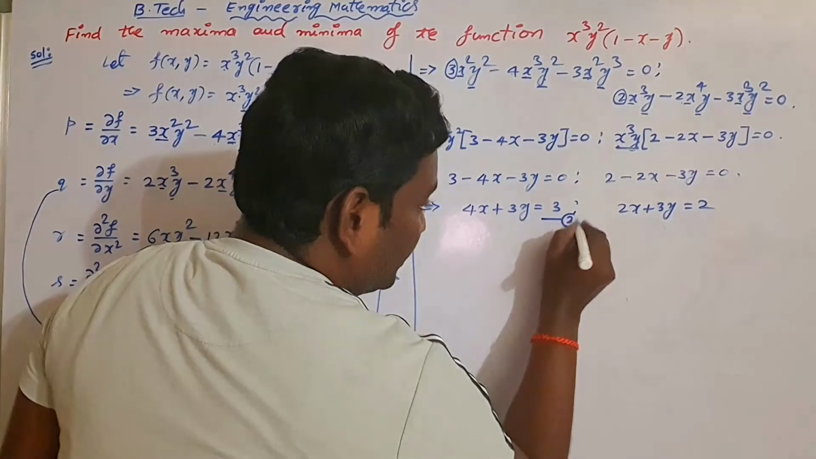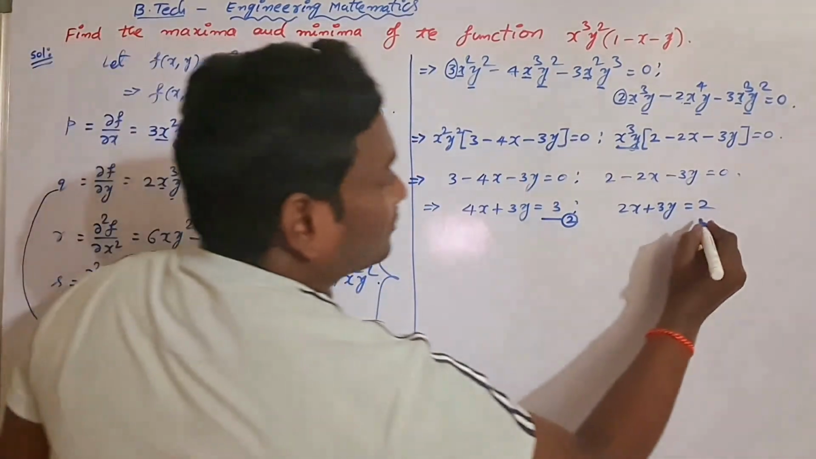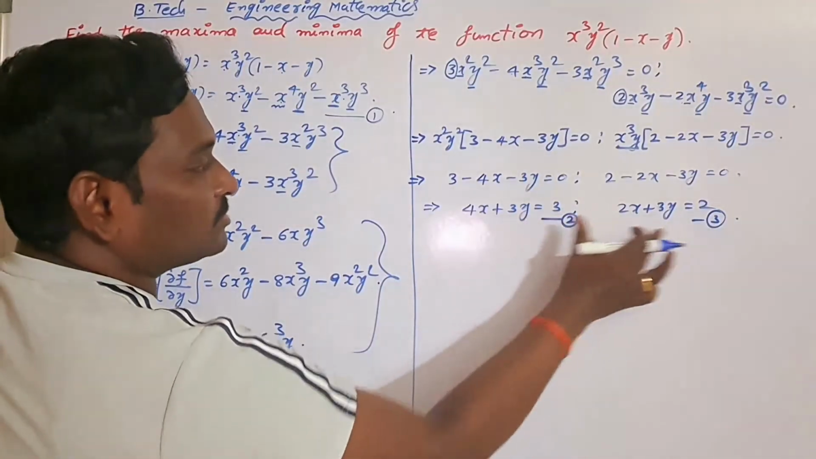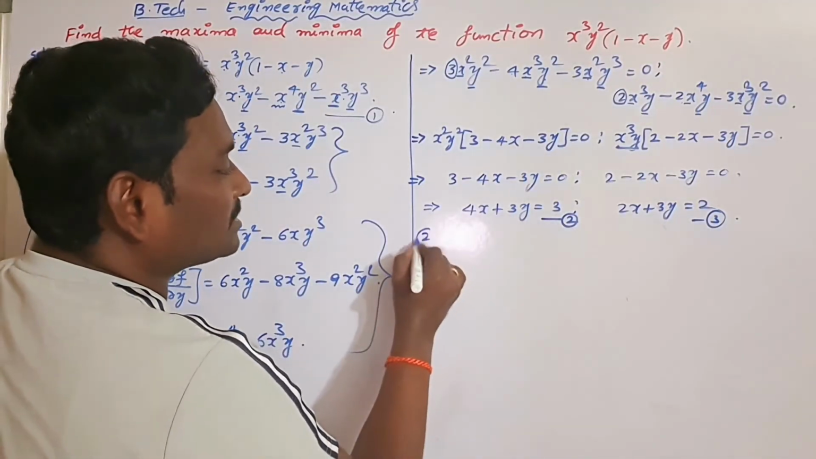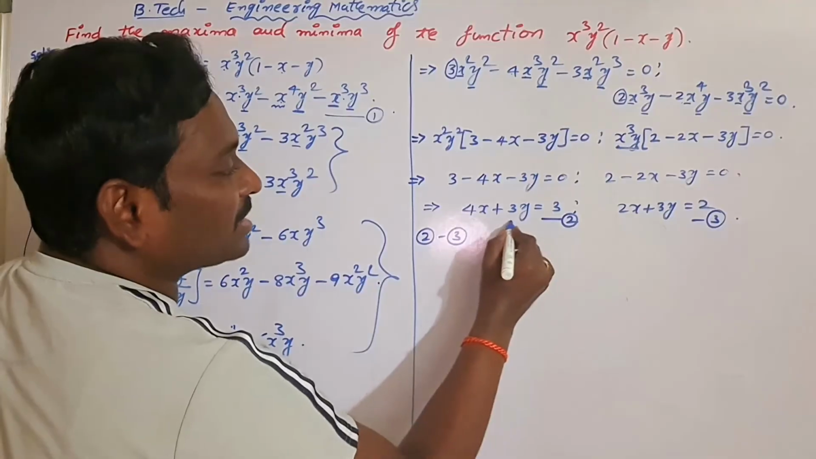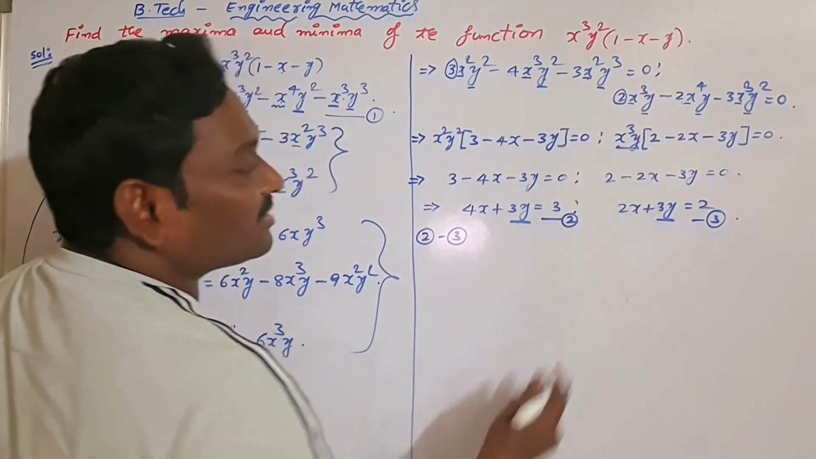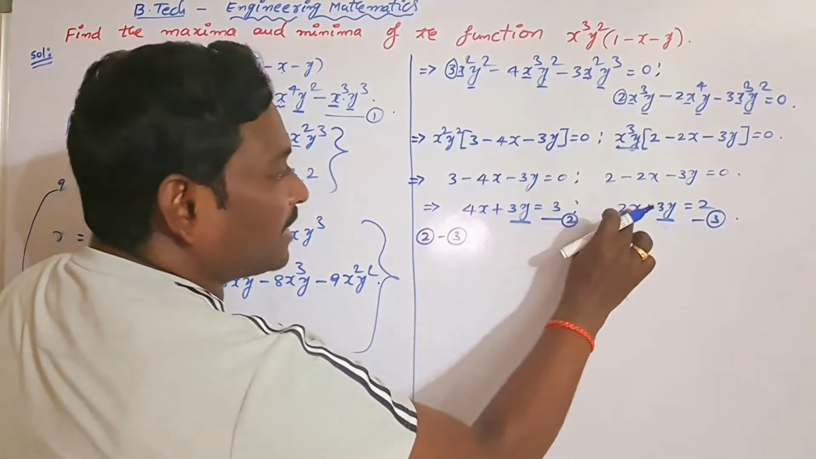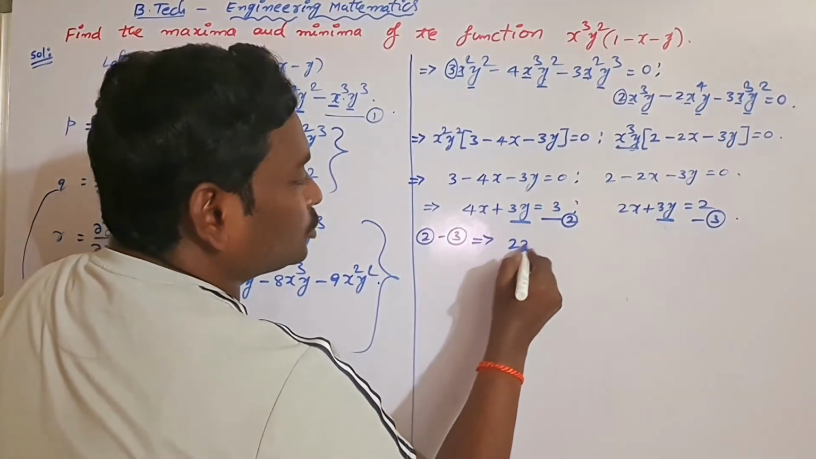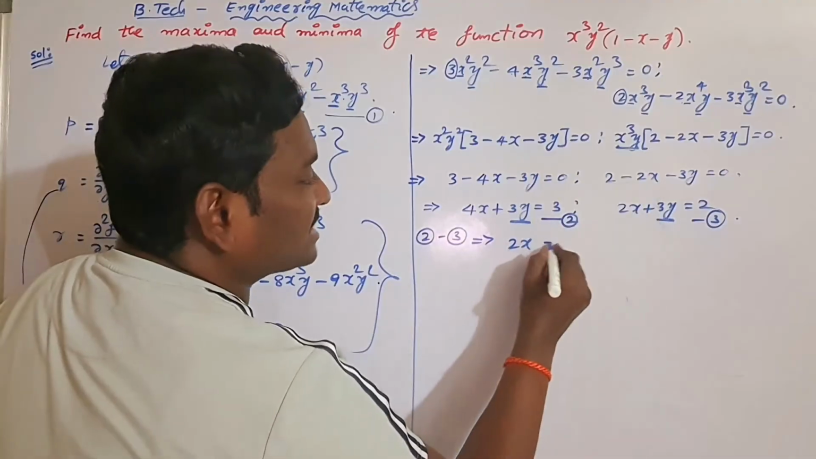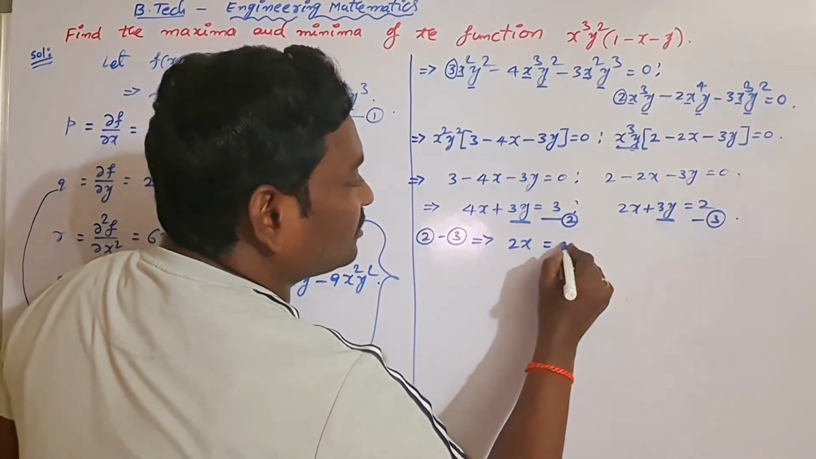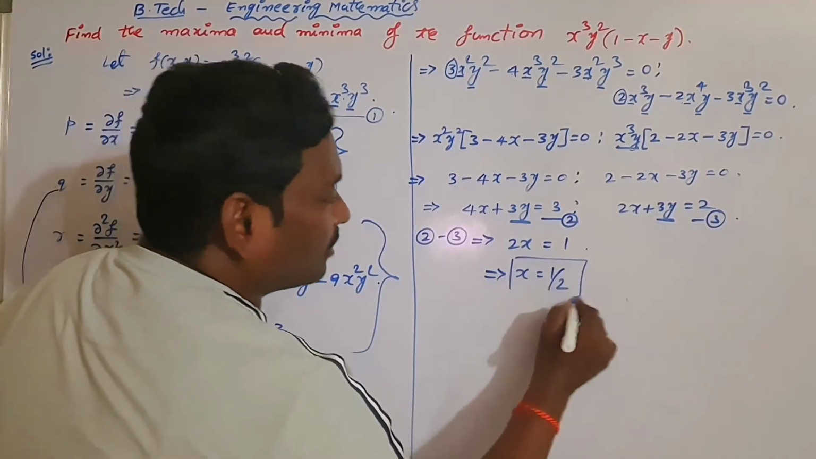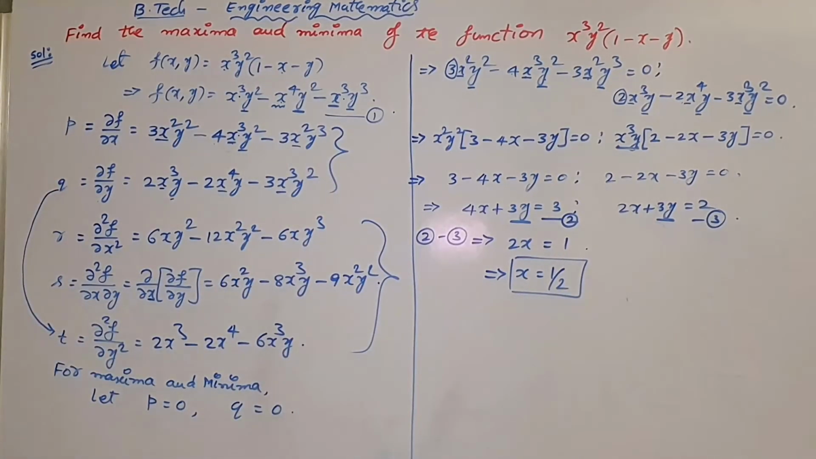Take equation numbers 2 and 3. Just you can subtract them. We have to solve these both equations. For that purpose I am taking the subtraction of both equations, because I observed that in both equations the y terms are the same. That's why 4x minus 2x, you will get 2x. 3y minus 3y gets cancelled. On the right side 3 minus 2 would be 1. So what is the x value? X value is 1 by 2.